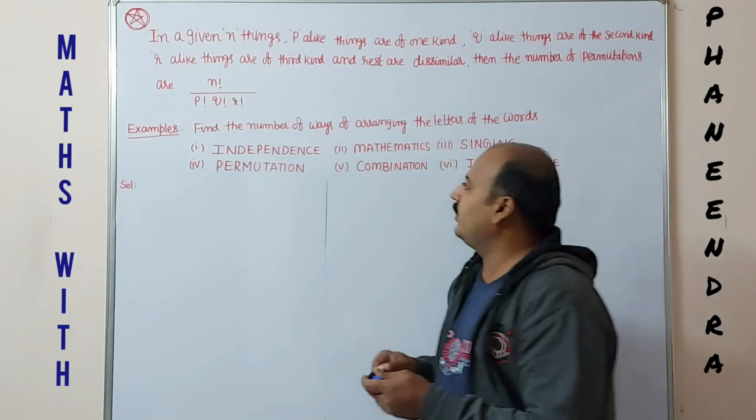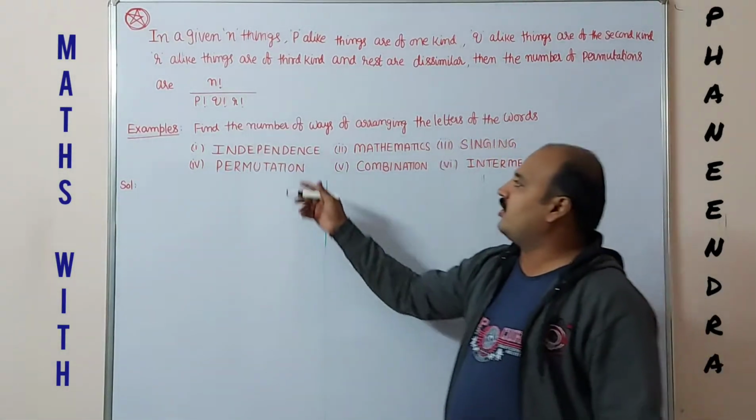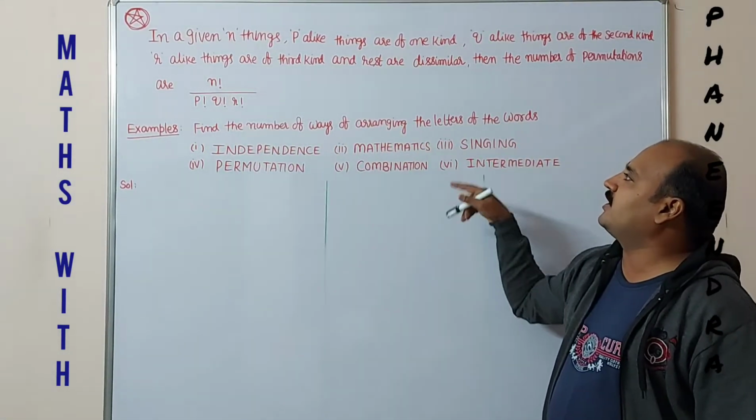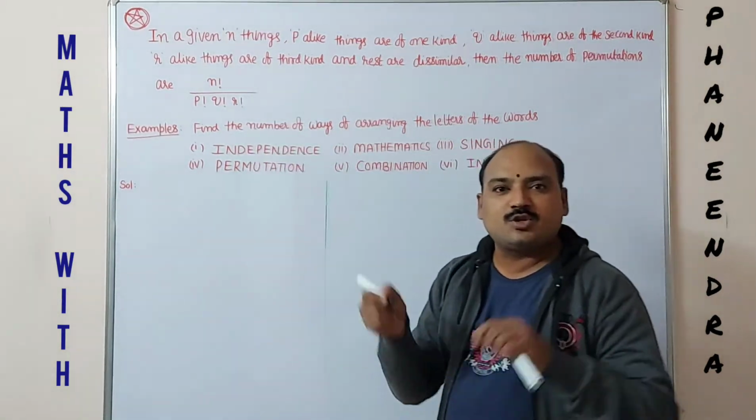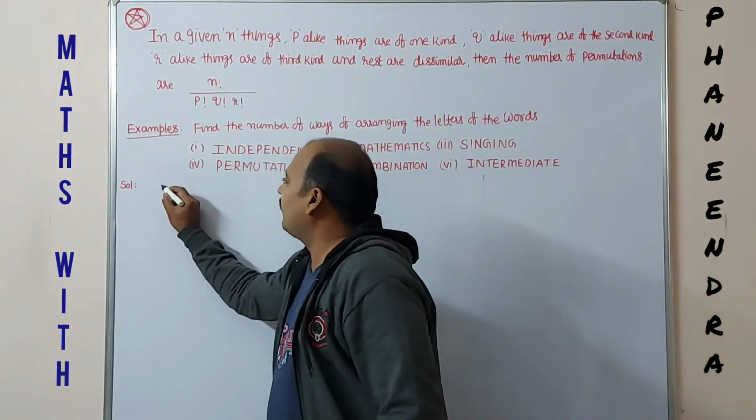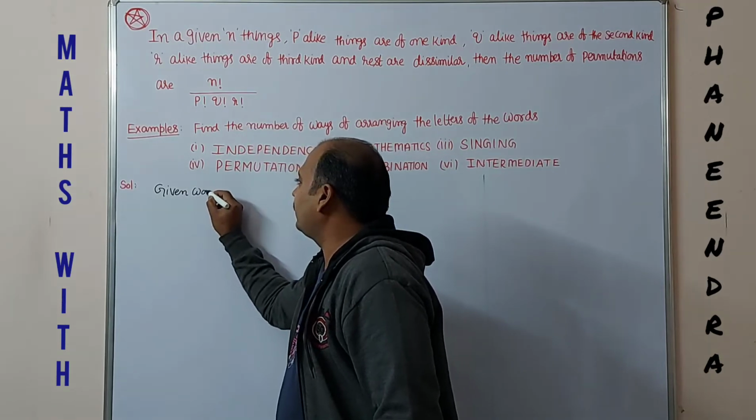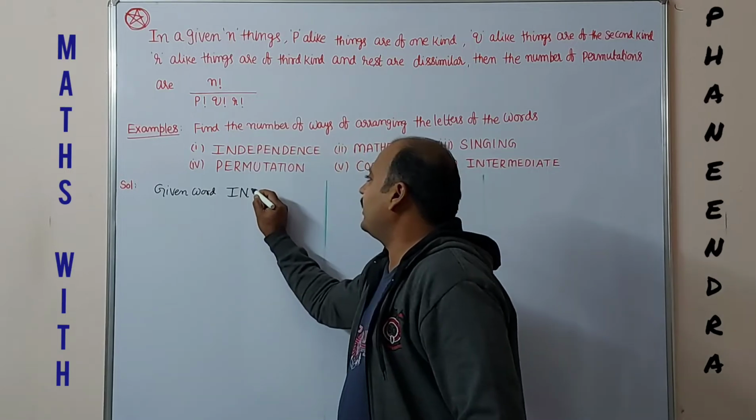For example, take the first question here. Total 6 questions are there, and we will discuss all the 6 questions. Find the number of ways of arranging the letters of the word independence. First you have to write the given word in proper steps. Given word: independence.